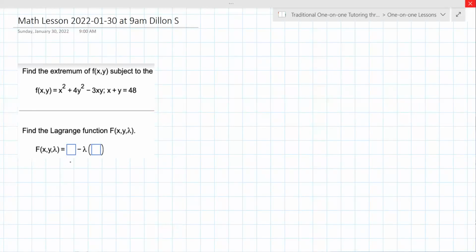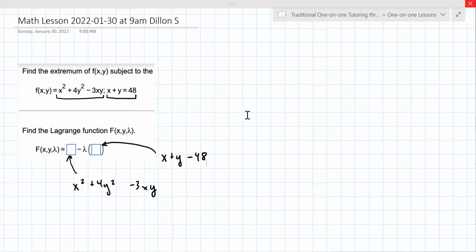In this first box, you put this function right here, x squared plus 4y squared minus 3xy. What was unclear to me, because you don't necessarily do this when you're doing the problems, is you take this and put it in there, but you might say, well, there's an equal sign. So you actually move everything to one side of the equation.